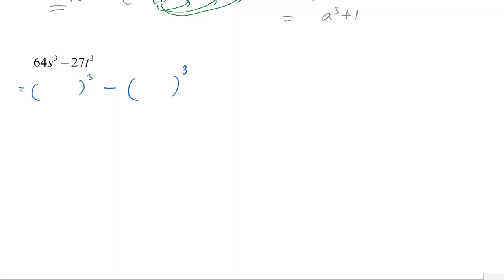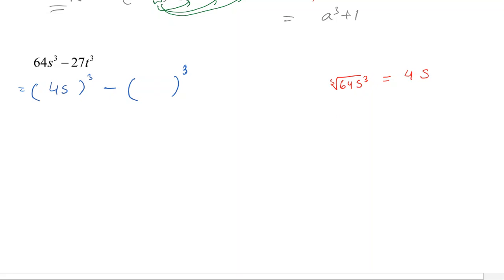And now our question is, what should be inside the bracket? One of the tricks is you can see what is the cube root of 64s cube. So what number do we get when we take the cube root? Cube root of 64 is 4 and cube root of s cube is s. So it means the number that should go here is 4s. So the cube of this whole thing is 64s cube.